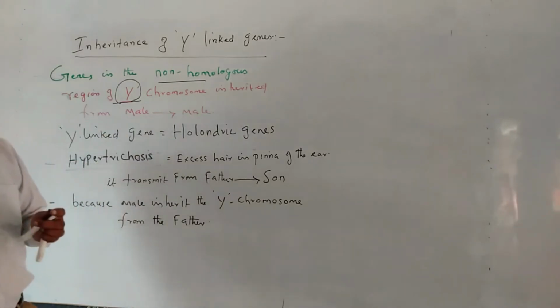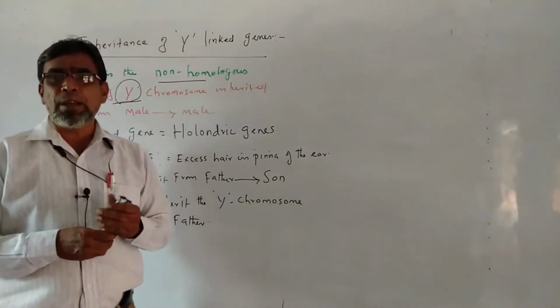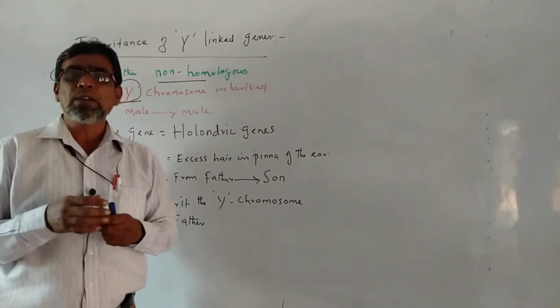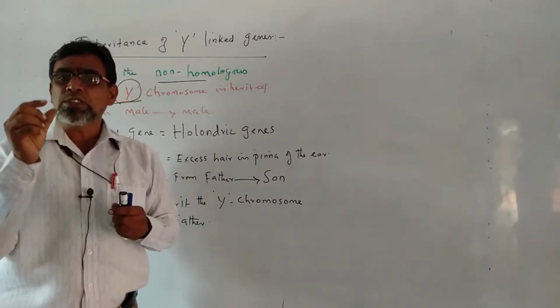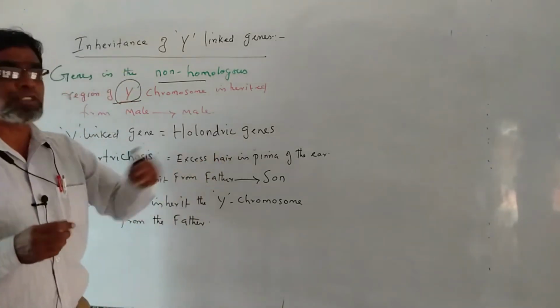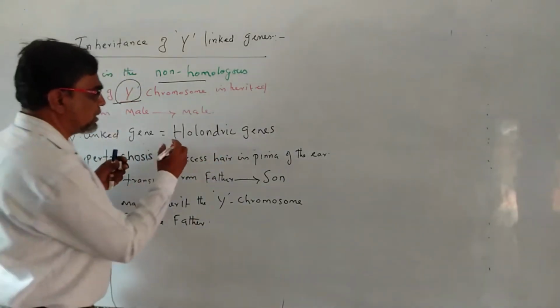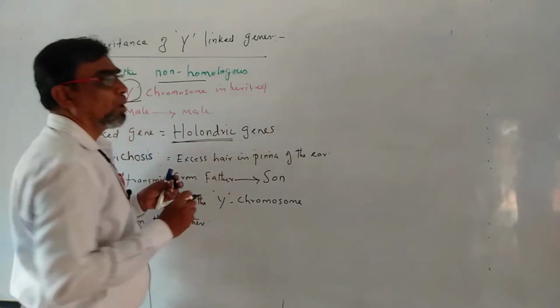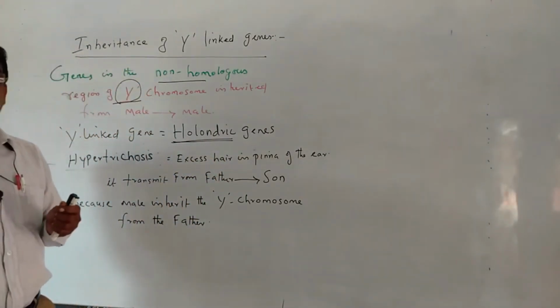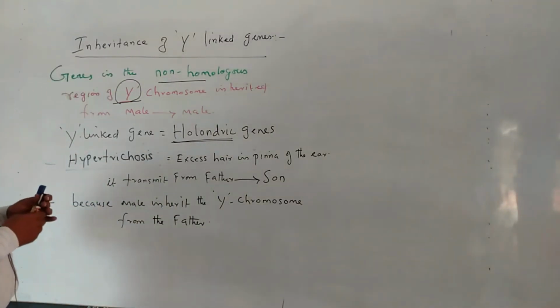We know that Y-linked genes are the genes which are present in the Y chromosome. Are you clear? They are called what? Holandric genes. One more question may come, so make a note, students. Holandric genes are nothing but the genes which are present in the Y chromosome. Are you clear?